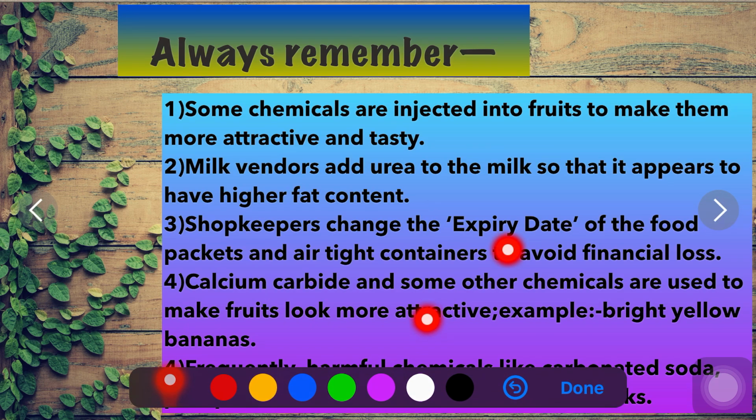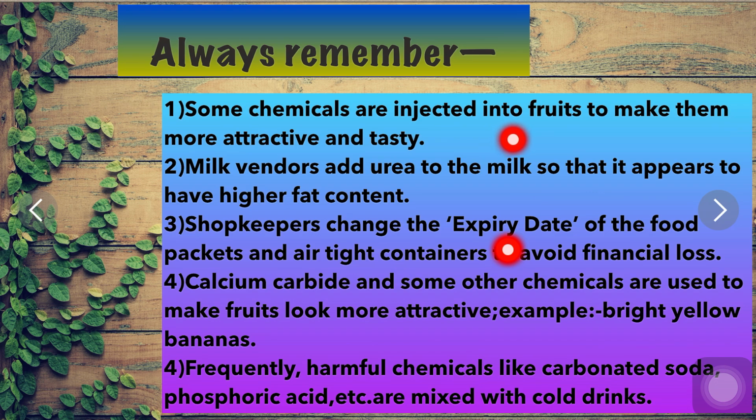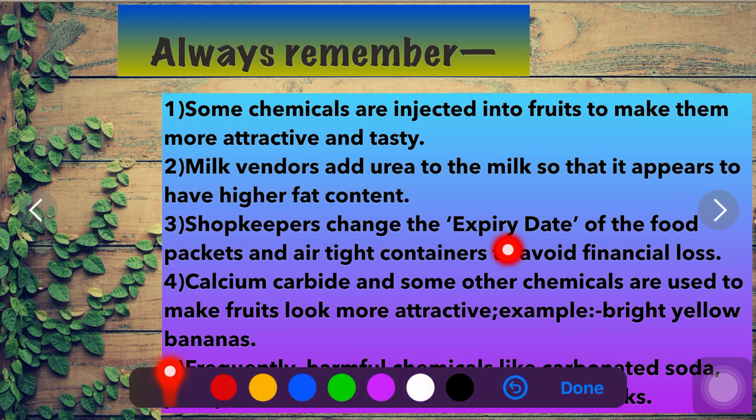Students, always remember, some chemicals are injected into fruits to make them more attractive and tasty. Milk vendors add urea to the milk so that it appears to have higher fat content. Shopkeepers change the expiry date of the food packets and airtight containers to avoid financial loss. Calcium carbide and some other chemicals are used to make fruits look more attractive, for example bright yellow bananas. Frequently, harmful chemicals like carbonated soda, phosphoric acid, etc. are mixed with cold drinks.